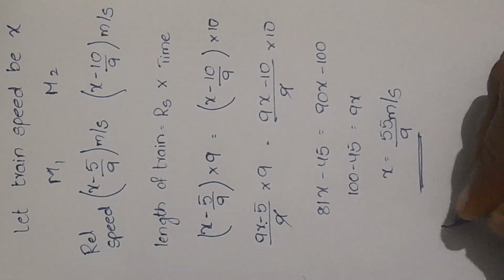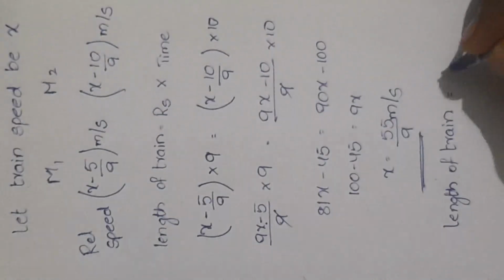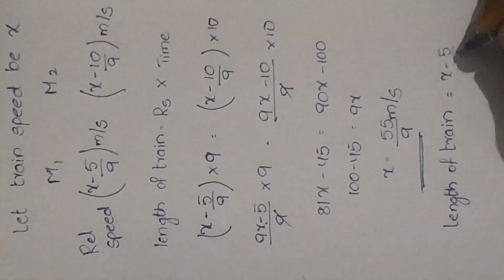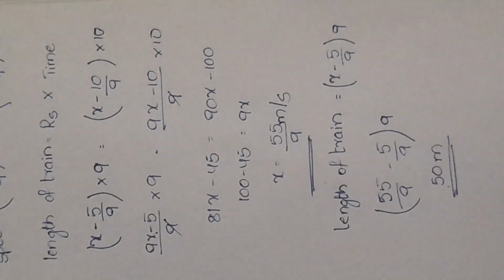Now to find the length of the train, we can take either of these. Let us take the first one, (x minus 5 by 9) into 9. That is 55 by 9 minus 5 by 9, into 9. We get 50 meters is the length of the train.